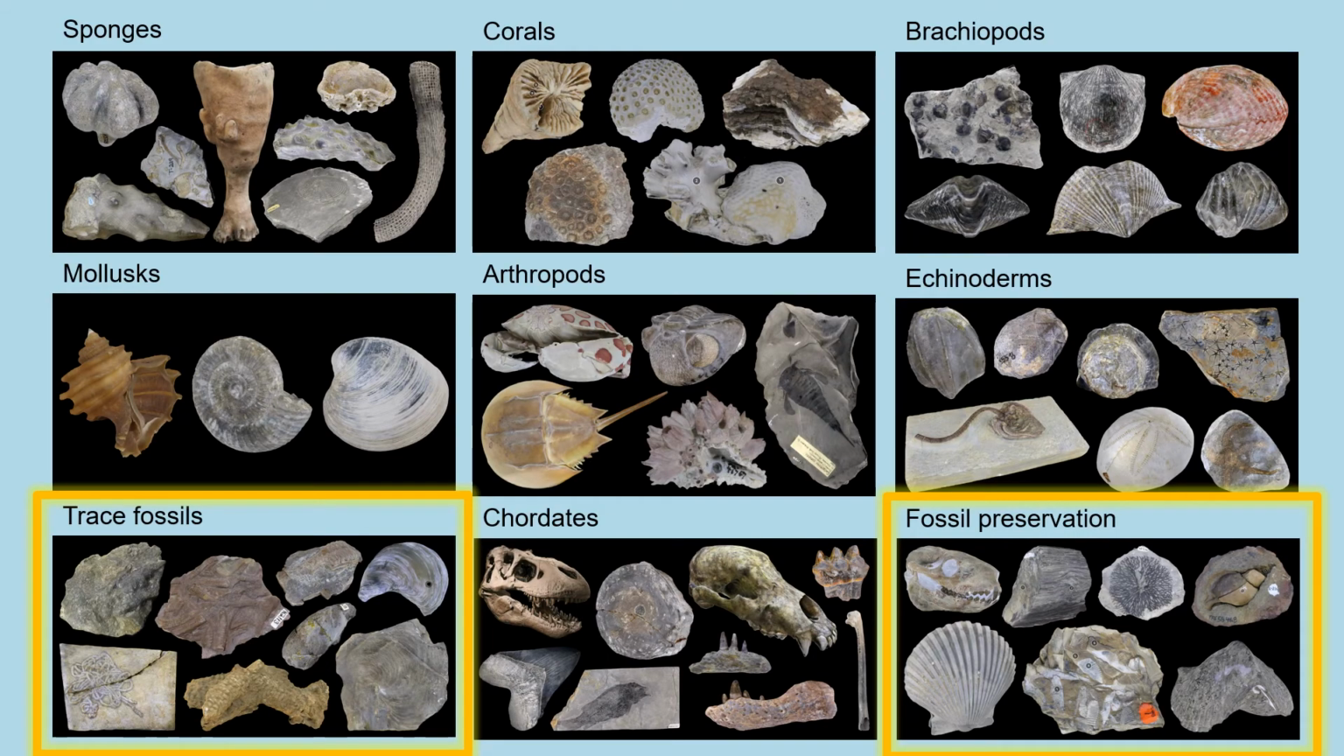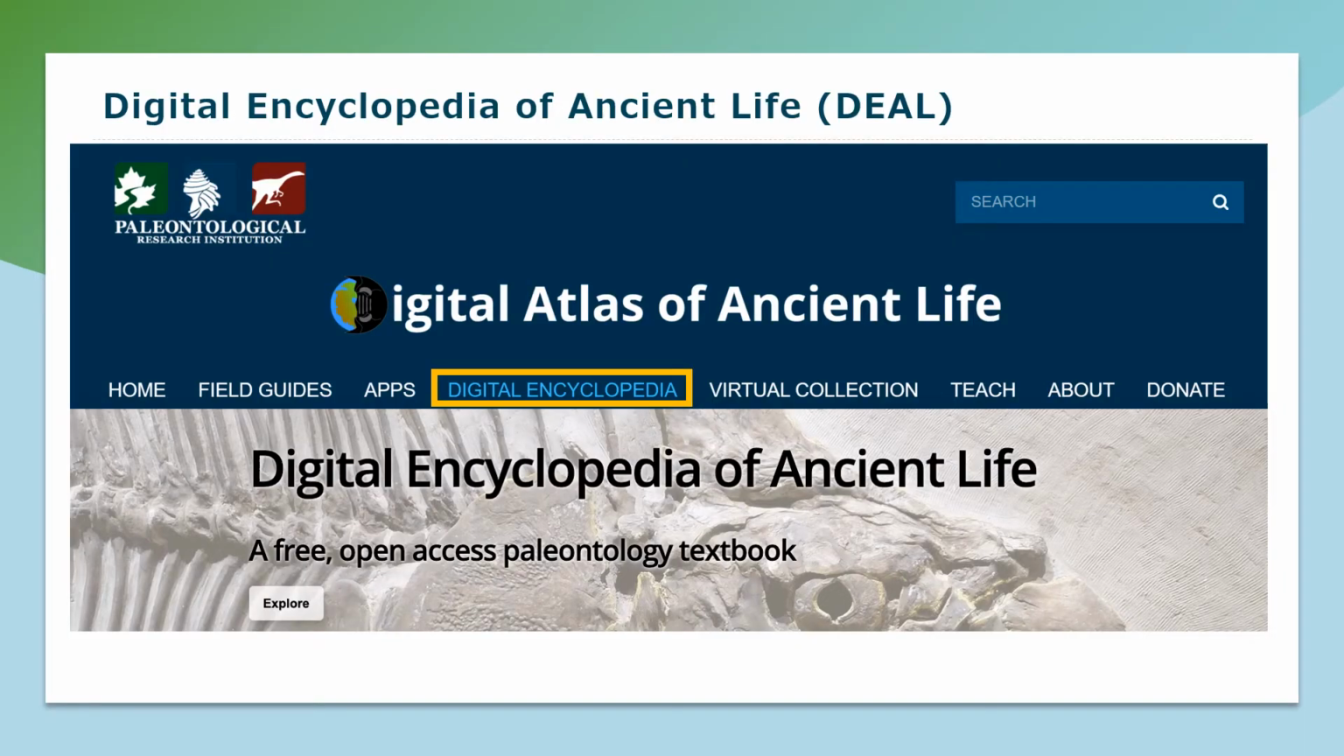These are a few of our virtual drawers. So as you can see, we've generally represented most macroinvertebrate groups, as well as a few non-taxonomic groups, such as trace fossils and fossil preservation, which are still essential to learning about paleontology or the history of life on Earth.